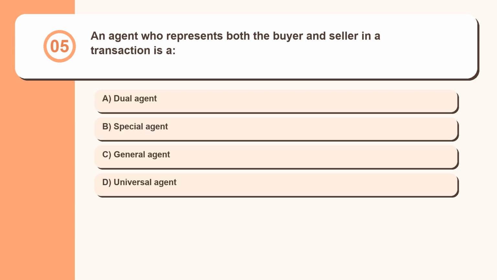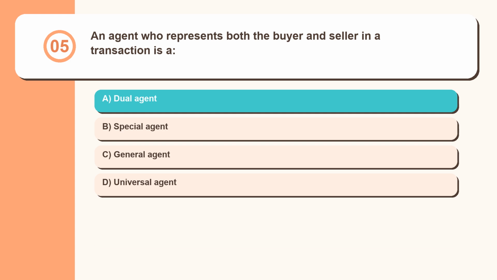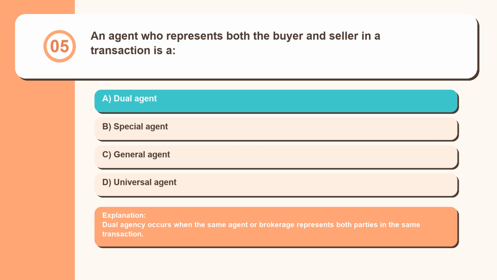Question 5. An agent who represents both the buyer and seller in a transaction is a: dual agent, special agent, general agent, universal agent. Dual agency occurs when the same agent or brokerage represents both parties in the same transaction.